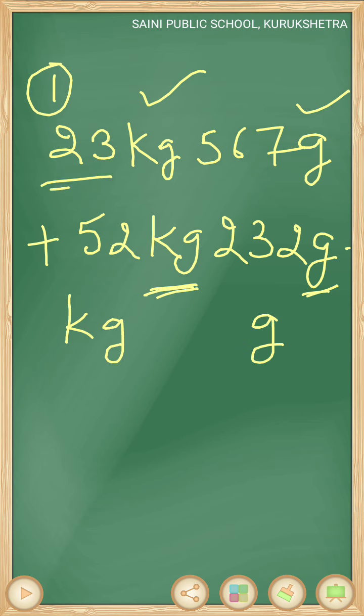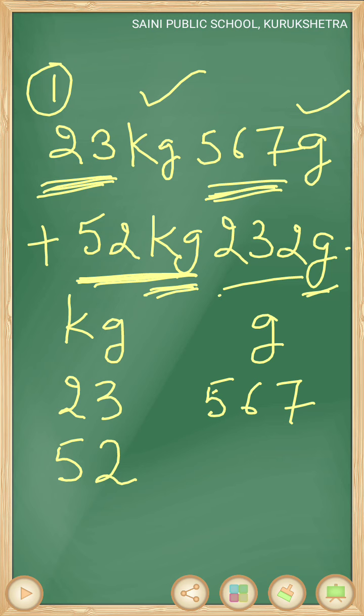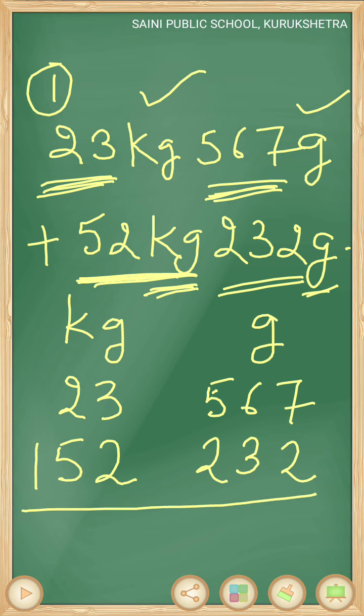Then we will write the numbers according to their unit. In first 23 kilogram, so I will write 23 below kilogram. Okay, and here is 567 gram, so I will write 567 below gram. Similarly, our second number is 52 kilogram, so I will write 52 below kilogram. And here is 232 gram, so I will write here 232 below gram. Now put a sign of plus here.